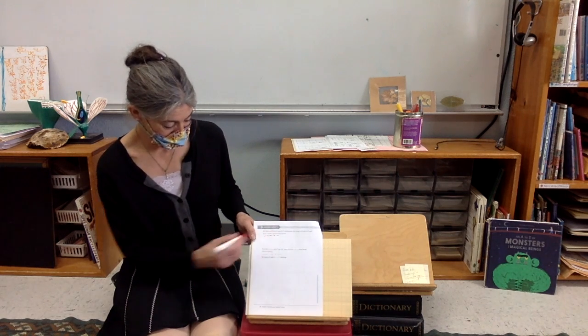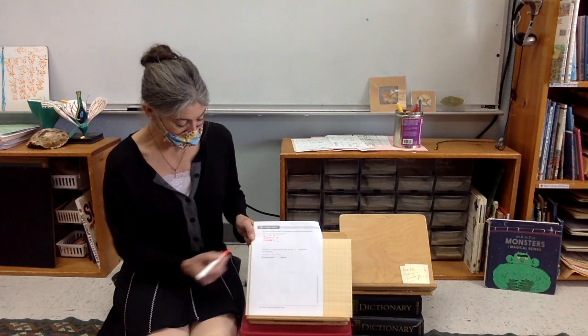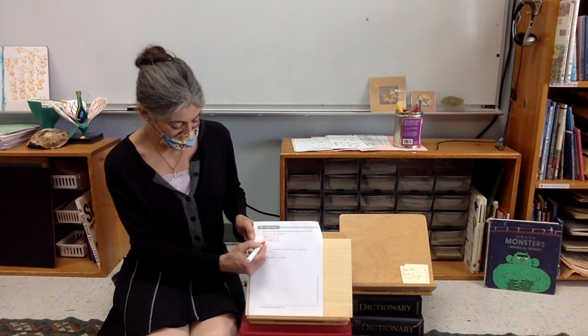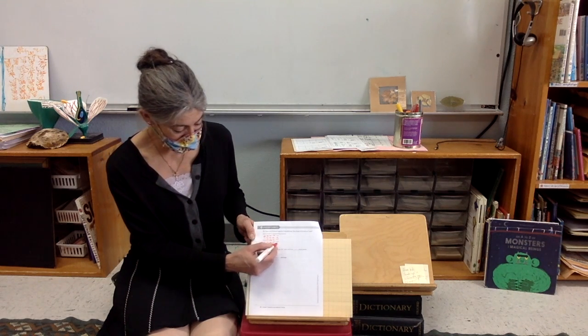1, 2, 3, 4, 5. 6, 7, 8, 9, 10. 11, 12, 13, 14, 15. 16, 17, 18, 19, 20. 21, 22, 23, 24, 25. 26, 27, 28, 29, 30. 31, 32, 33, 34, 35. You count your rows, and there are 7.